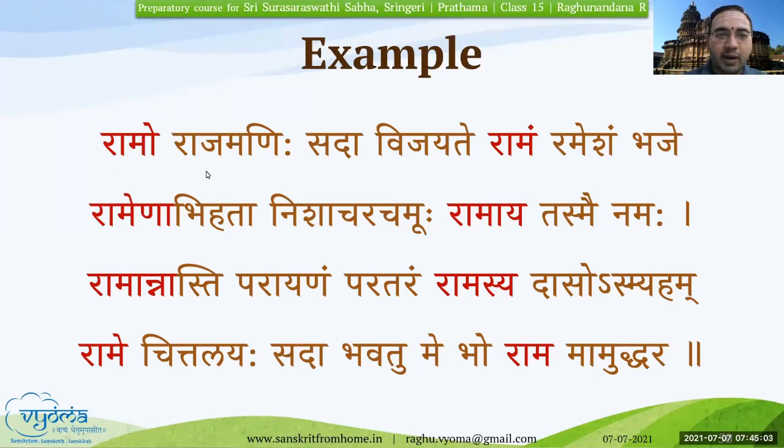So if you see, Ramaha Rajamanihi Sada Vijayate, Ramam Ramesham Bhaje, Ramena Abhihata Nishachara Chamuhu, Ramaya Tasmai Namaha. Ramat Nasti Parayanam Parataram, Ramasya Dasosmyaham, Rame Chittalayaha Sada Bhavatume, Bho Rama Mamuddhara. So these are the vibhakti words that we have seen.